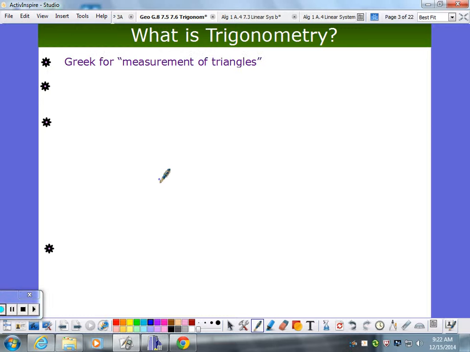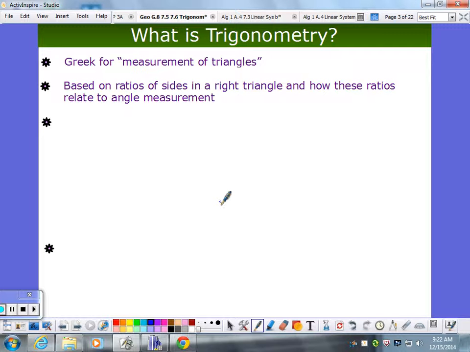So we were looking at that. Okay, what is trigonometry? It's a Greek word, and it means measurement of triangles. So there's the metry, the measures, and a trigon, right? Three sides. So measures of triangles. So it's based on ratios.